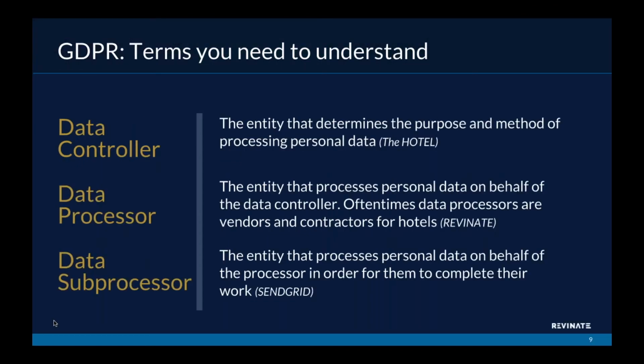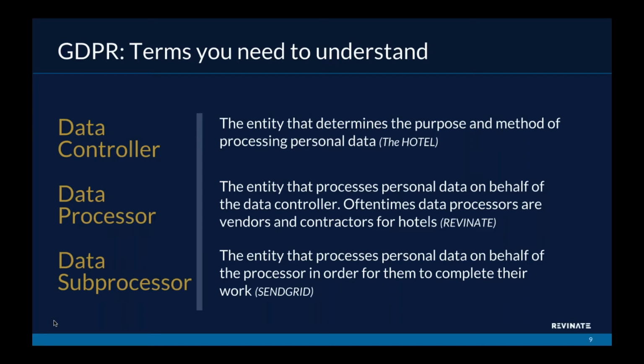Some other terms that you need to understand are listed here. There's data controller, data processor, and data subprocessor. Let's look at each of these individually. What's a data controller? In our scenario, the data controller would be the hotel, as you determine the purpose and way in which you would be using your guest's data. Data processor is the entity that processes the personal data on behalf of the data controller. For example, besides Revinate, your data processor could be other vendors such as your property management system, your central reservation system, your booking engine provider. All of these are your data processors.